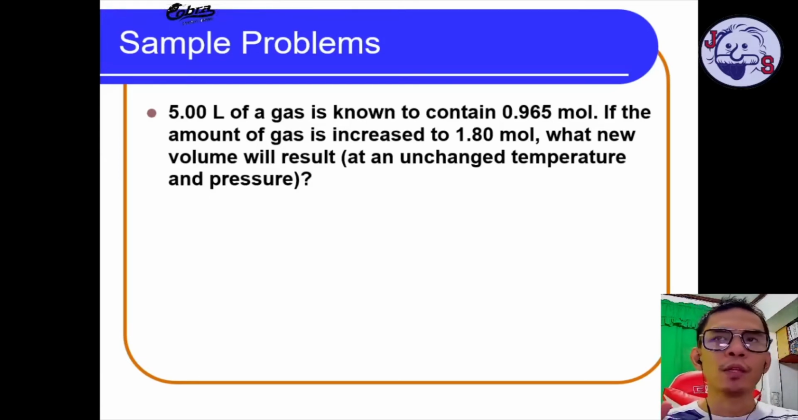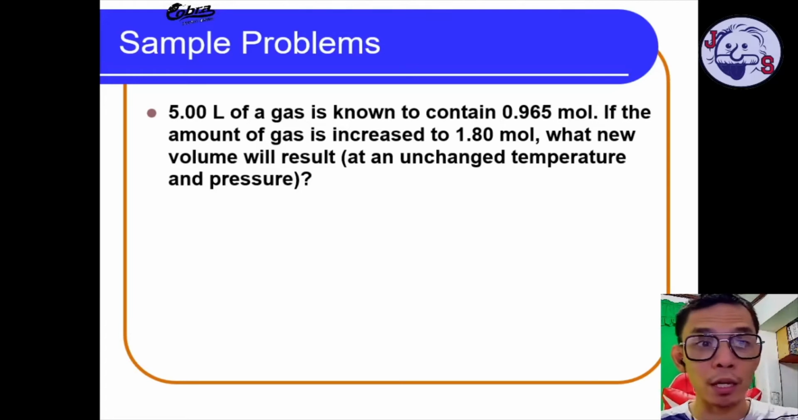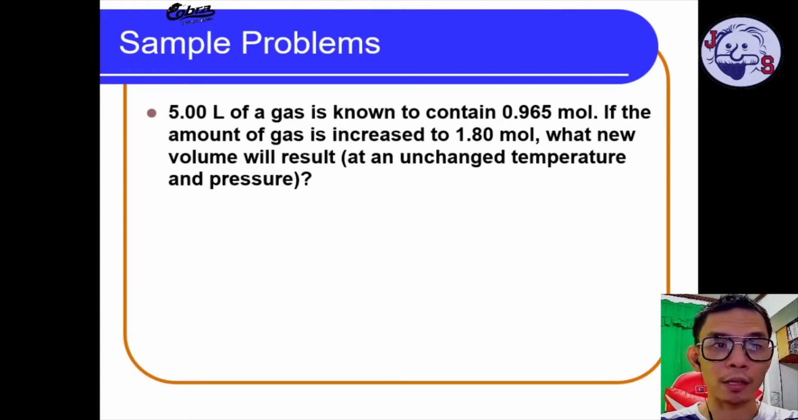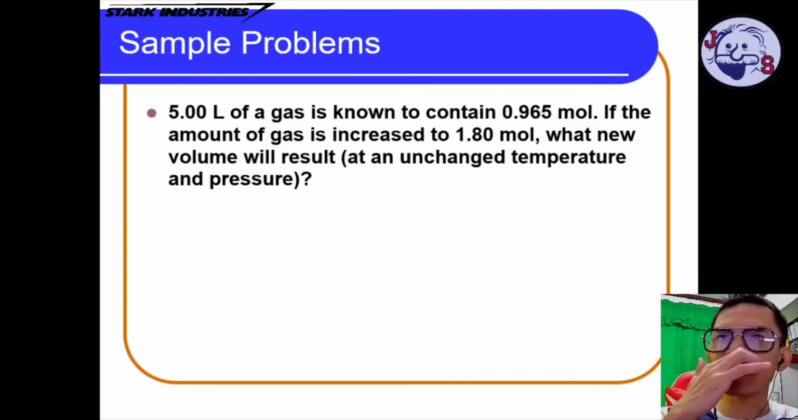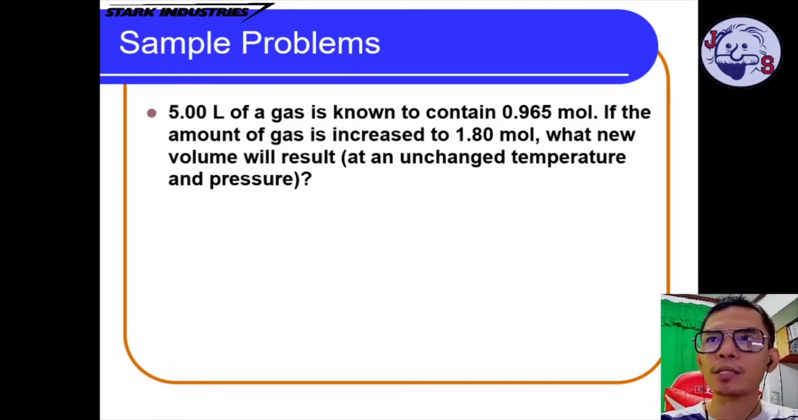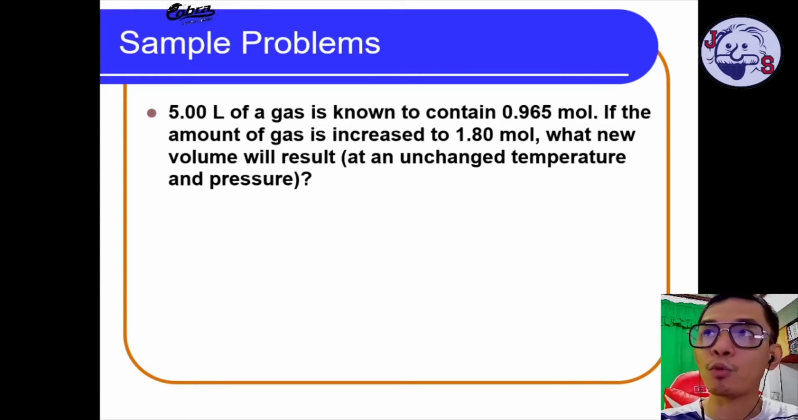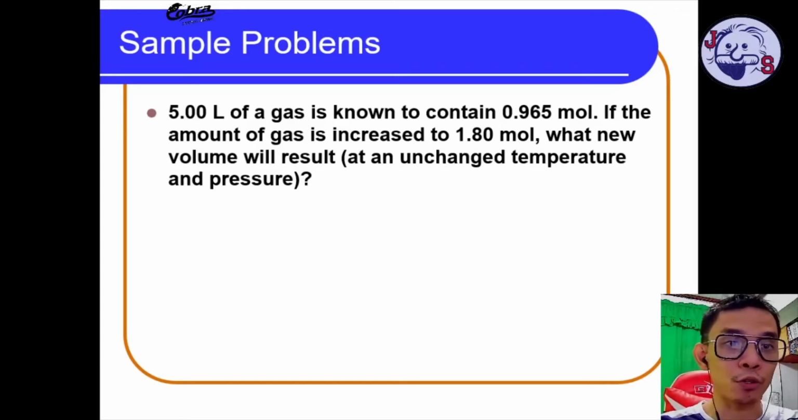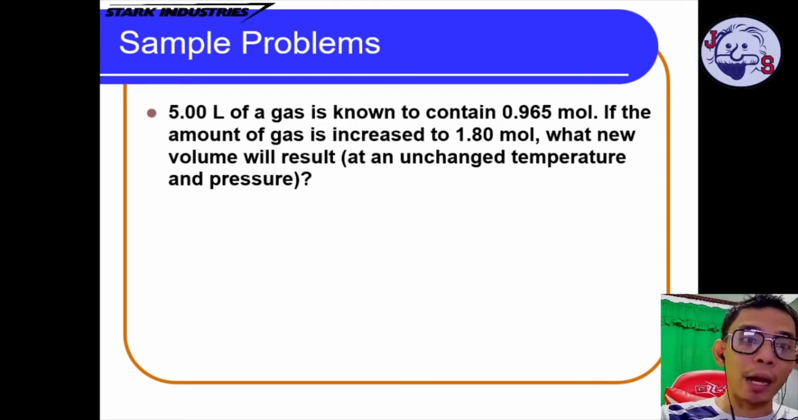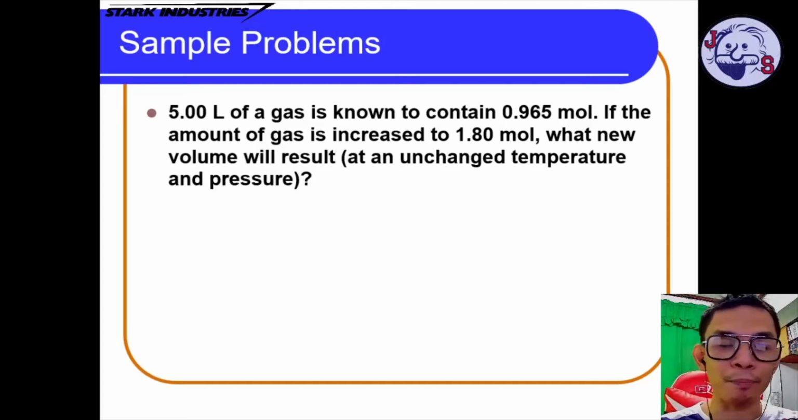The first problem is the basic idea of the Avogadro's law, that the volume is directly proportional to the amount of gas, or the n. Let me read the problem. 5 liters of gas is known to contain 0.965 moles. If the amount of gas is increased to 1.80 moles, what new volume will result if the temperature and pressure remain unchanged? Again, you can work on these sample problems independently by pausing the video before I reveal the answer.